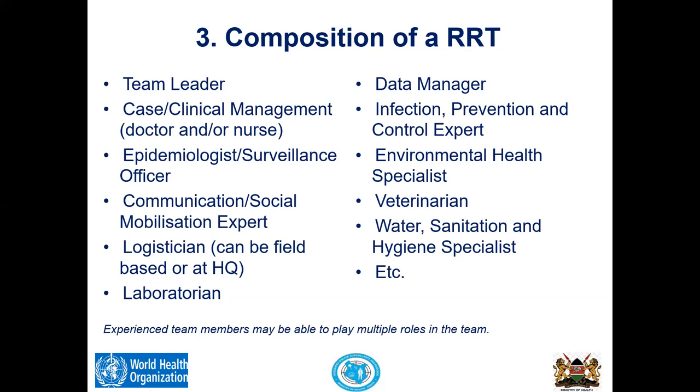You want to have a logistician in the team, because you cannot deploy a rapid response team without the necessary logistics, which include the PPE, the laboratory supplies, the transport logistics and things like that. Then you want to have a laboratory officer in the team, because most of the time when you're responding to suspected alerts, there will be need to collect a sample as soon as the team determines that that particular alert meets the case definition for that particular outbreak. This will also result in generation of data. You want someone who is experienced in data management.